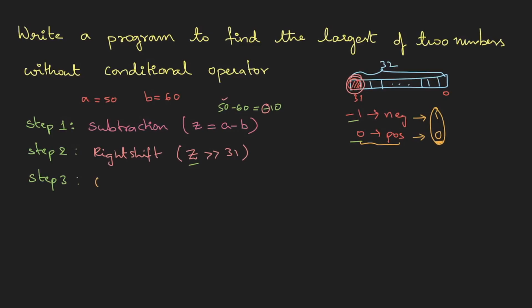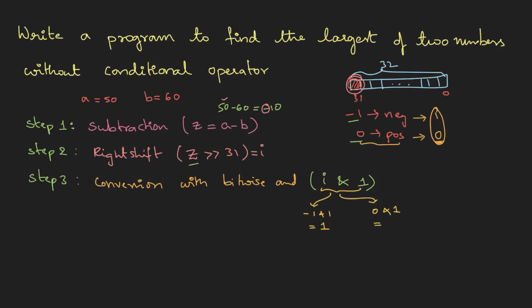For this, we'll use a conversion with the bitwise AND operator. That's basically Z AND 1. We'll AND it with 1. Let me not take this as Z. Let's say this is I, and I'm going to use I with this AND operator. So here there are only two possibilities. Either this I is minus 1 or it is 0. So minus 1 AND 1 will give us 1. 0 AND 1 will give us 0. So basically we are converting this to this.